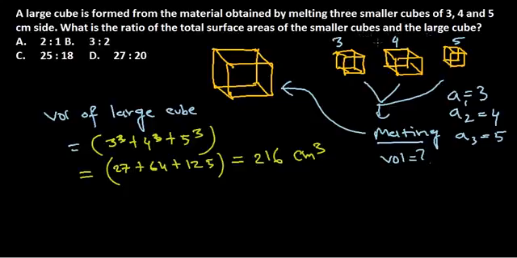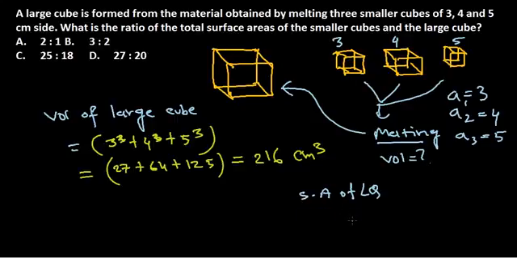What they want from us is the ratio of surface area. And the surface area for a cube, we know, is 6a squared. So that's the way of getting the surface area. So let me write the answer: the ratio of the surface area of the small cubes and the surface area of the large cube.